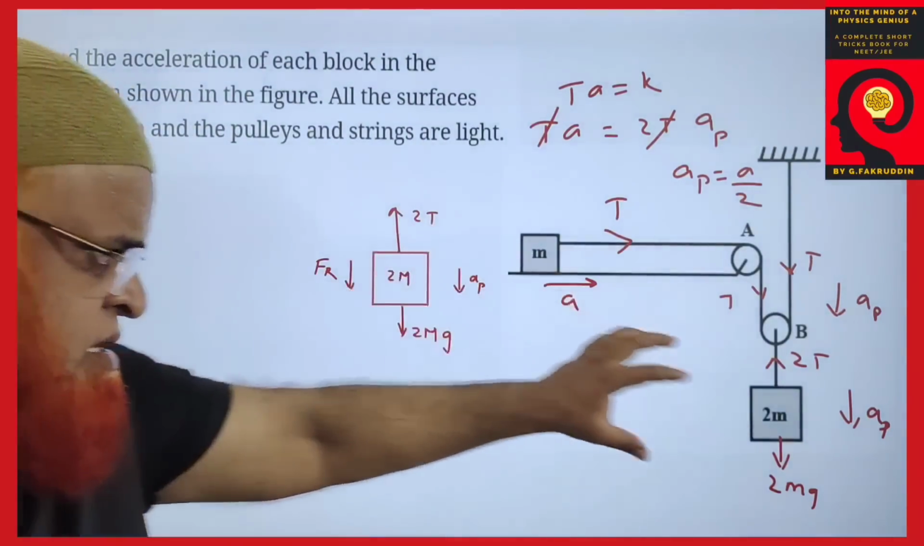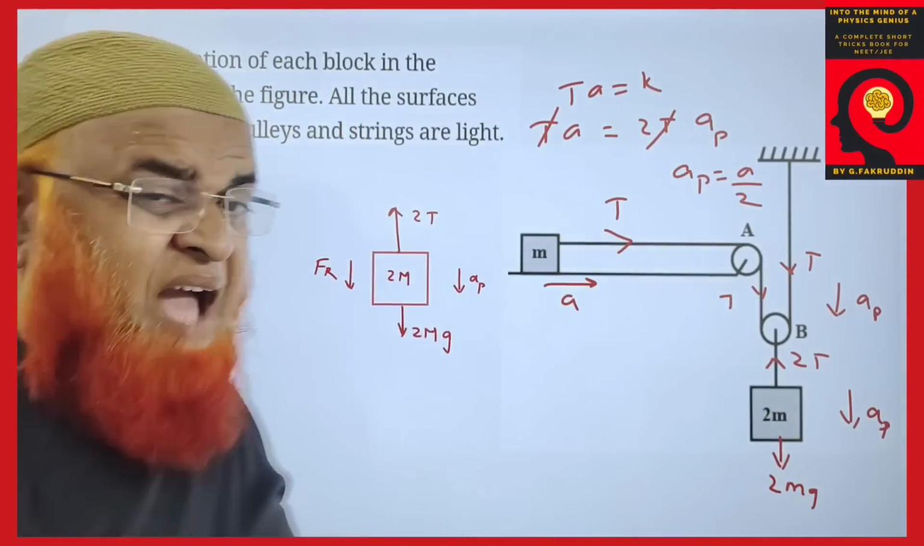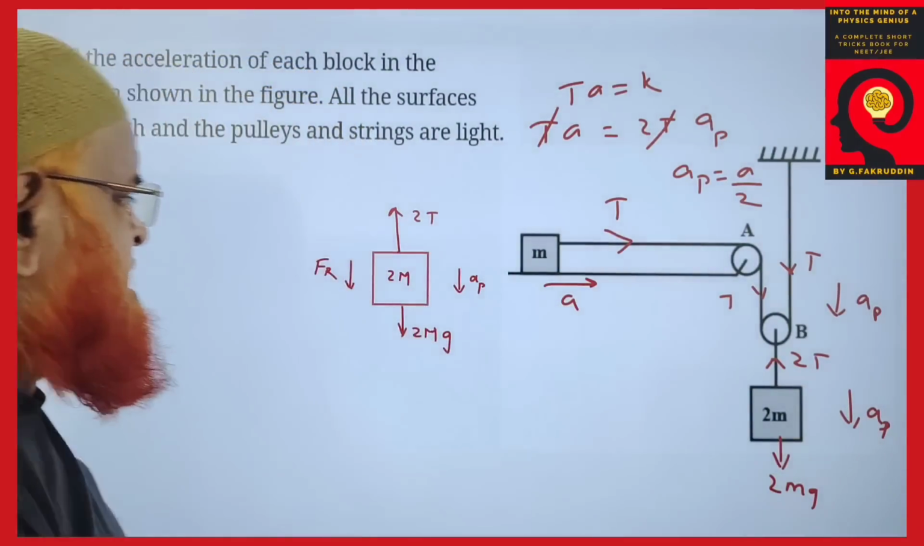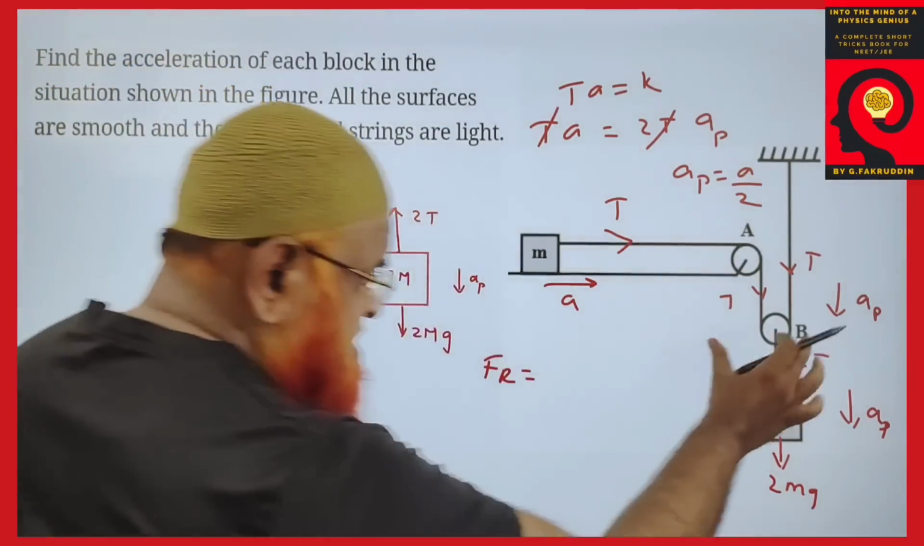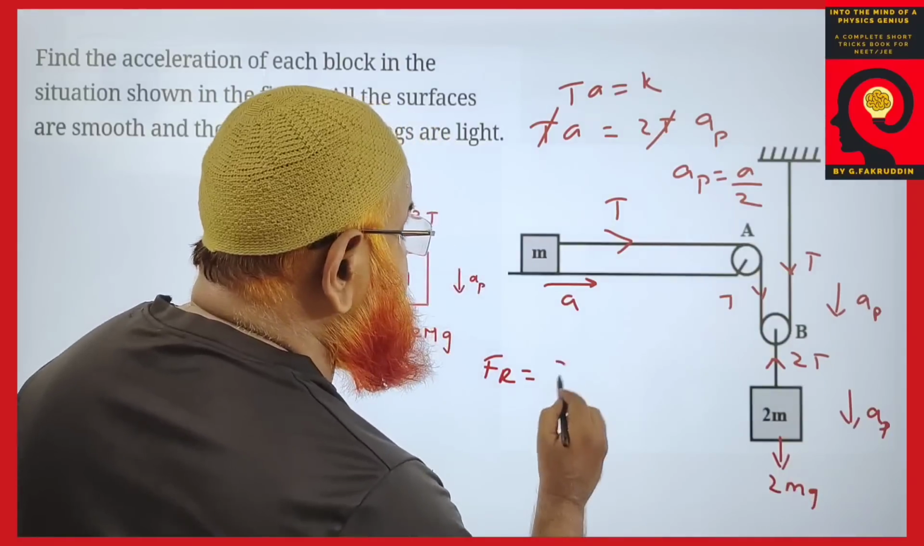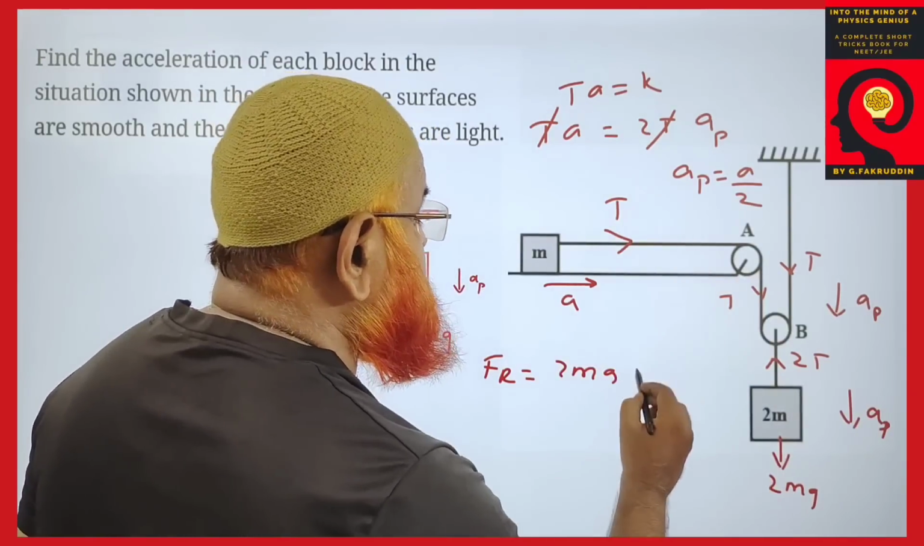Once you get the relation, you can take this block separately and study the free body diagram of this block, where the resultant force acts downwards. Therefore, the resultant force on this block is the dominating force, which is taken as 2mg minus 2T here.